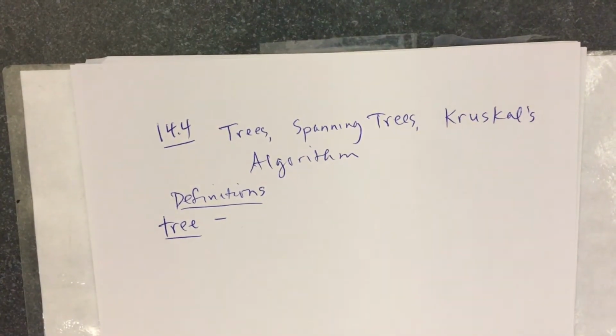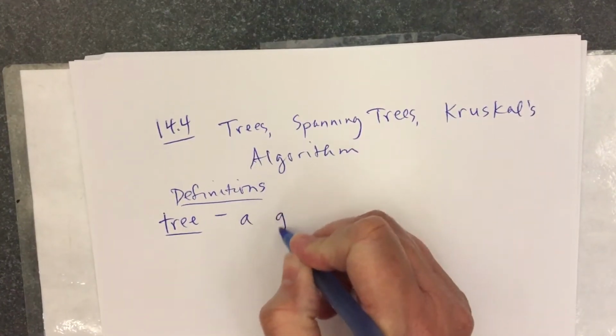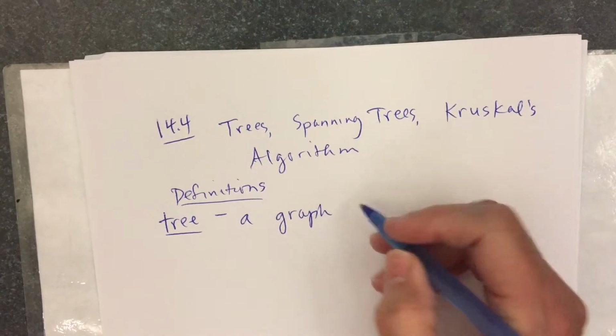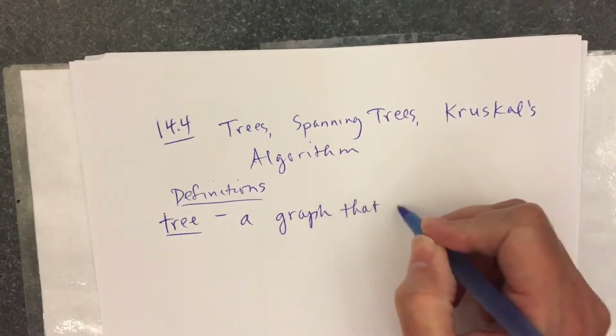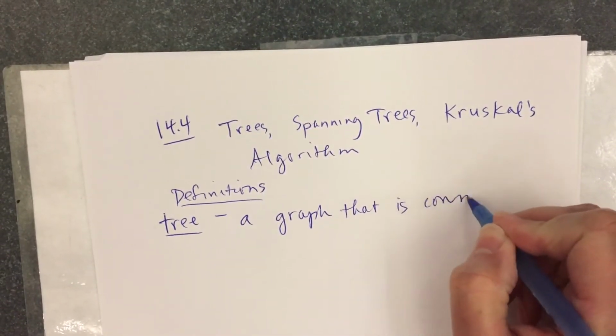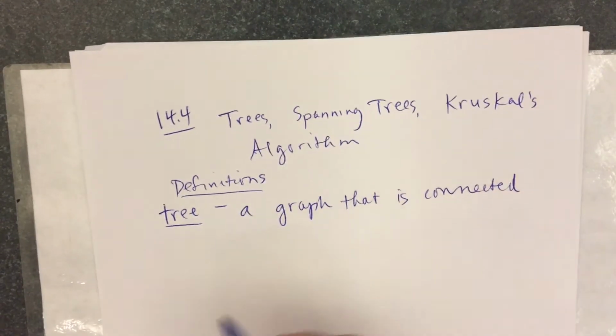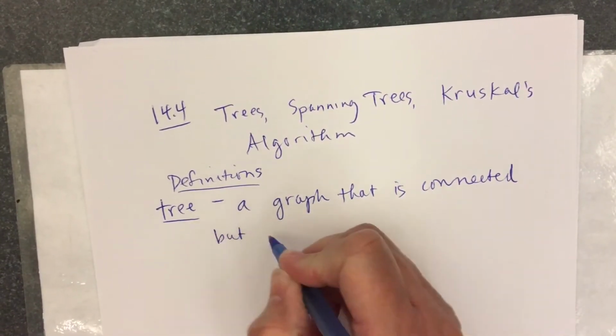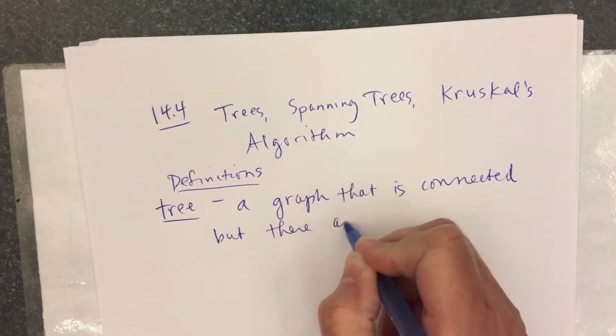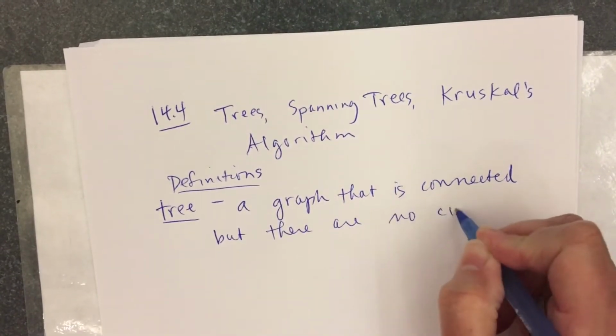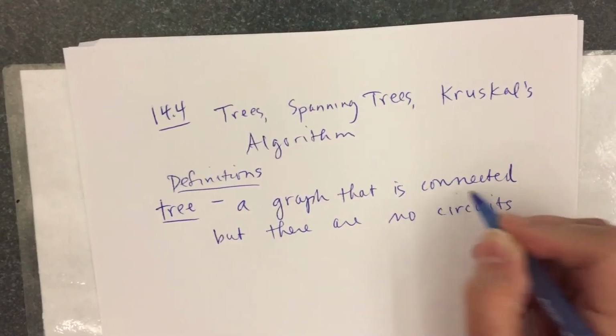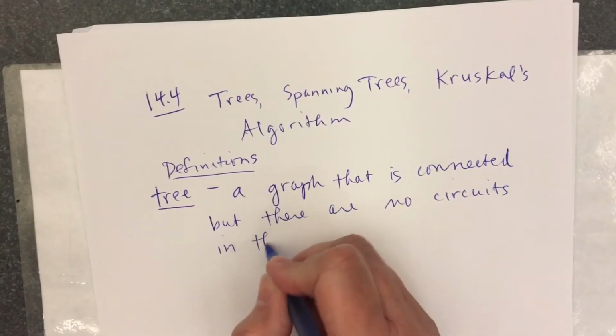A tree is a graph that all the vertices are connected, but there are no circuits in the graph. A graph that is connected, but there are no circuits in the graph.